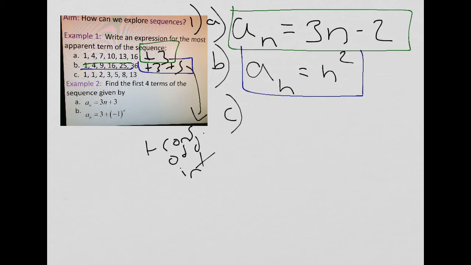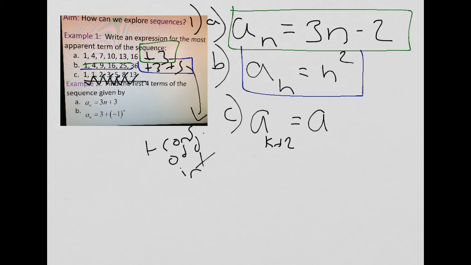This is a sequence that's defined recursively. We need 1 and 1, the first 2 terms, to get the answer of 2. And then we need 1 and 2 to get the answer of 3. 2 plus 3 is 5, and 3 plus 5 is 8. And when we need terms before or terms after, like 5 and 8 to get 13, this is a sequence that's defined recursively. And I will not ask you to define a sequence recursively.